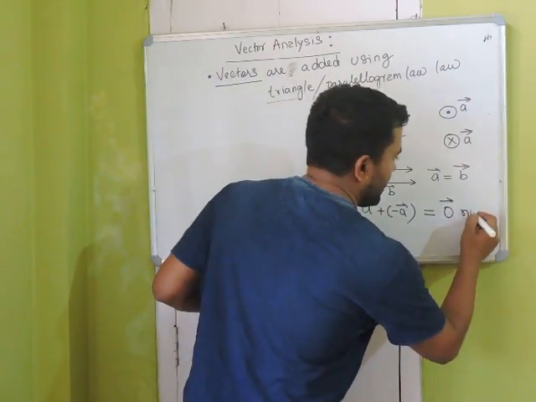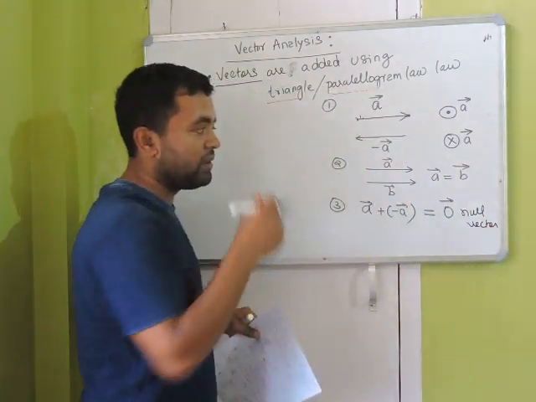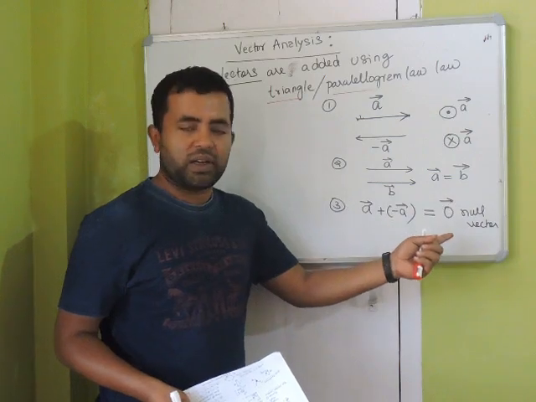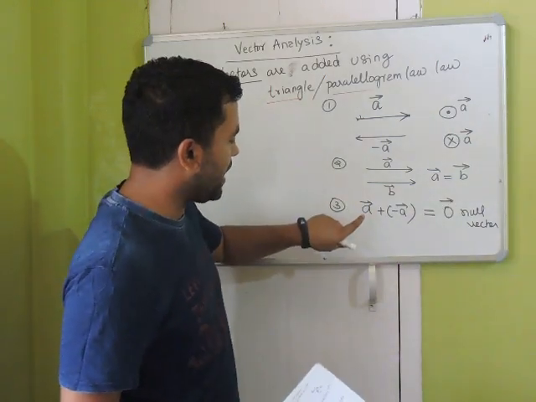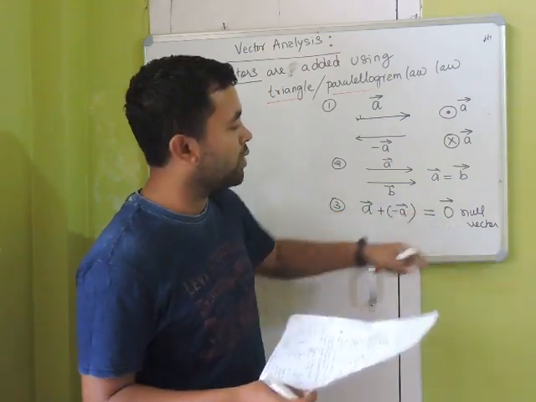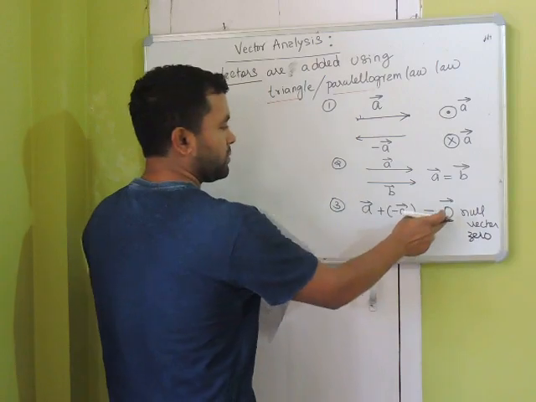Okay, this is called null vector. Null vector has zero length and it is just called a zero vector. So null vector you get when you add two vectors, you get a new vector called zero vector, you can say. Okay, or null vector, zero or null.